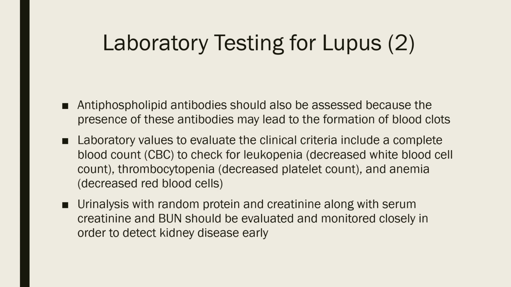Laboratory values to evaluate the clinical criteria include a complete blood count, a CBC, to check for leukopenia. Leukopenia is decreased white blood cells. Thrombocytopenia is a decreased platelet count. And then anemia. Anemia is decreased red blood cells. Urinalysis with random protein and creatinine, along with serum creatinine and a BUN, should be evaluated and monitored closely in order to detect a kidney disease early in the game.